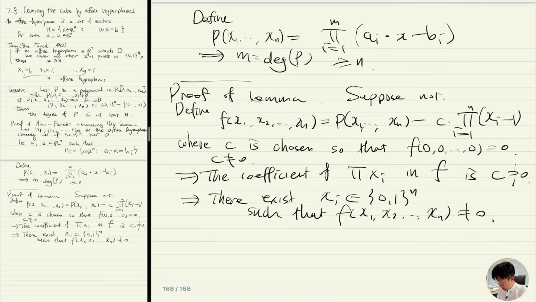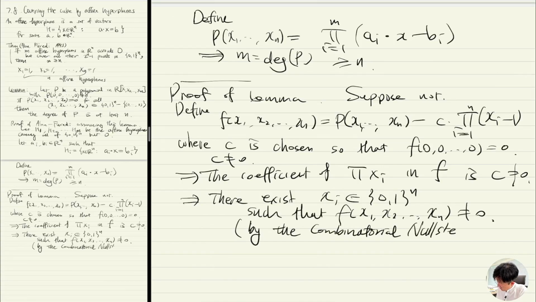But that's a contradiction, because when the xi's are not the 0 vector, then this is going to be 0, and that's going to be 0. If this is the 0 vector, then this is 0 by assumption, right? So that's a contradiction. This is by the Combinatorial Nullstellensatz. And that's a contradiction. All right.